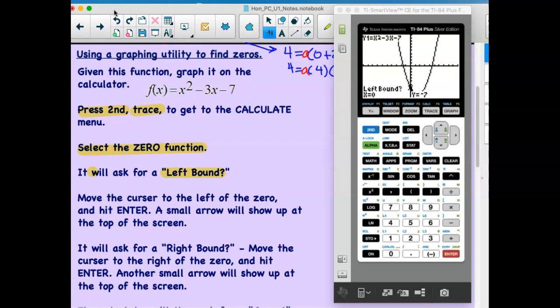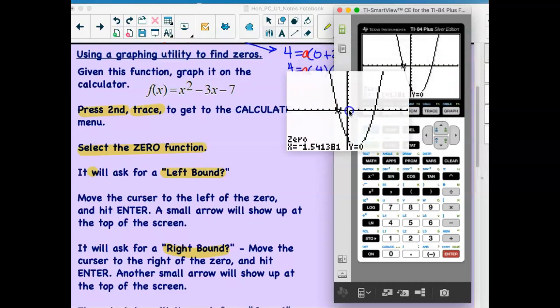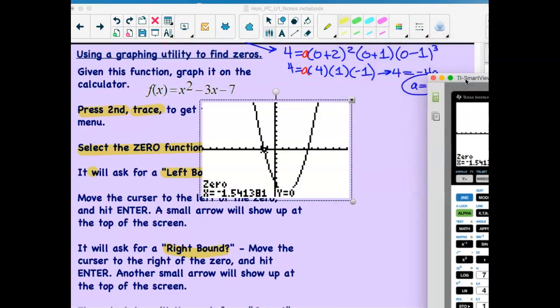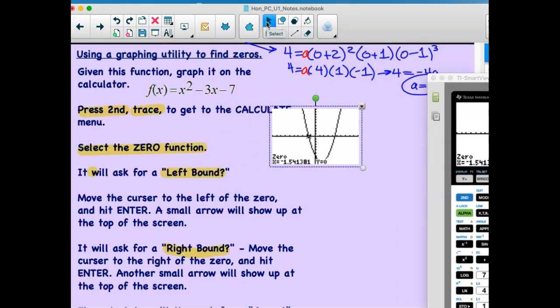of the 0 and press enter, and then right bound, go right of the 0. So left bound, so let's do the left x-intercept, the one on the left side here. Press enter, you'll see a little arrow. Go to the right of that x-intercept, press enter a third time, and there's the x-intercept. So you'll see y equals 0. Sometimes it's a little confusing when it doesn't look like y equals 0, but that should be the first one. So make sure you go through and you try that, and it works for you. All right, so one of our x-intercepts is right there, about negative 1.5 or so.